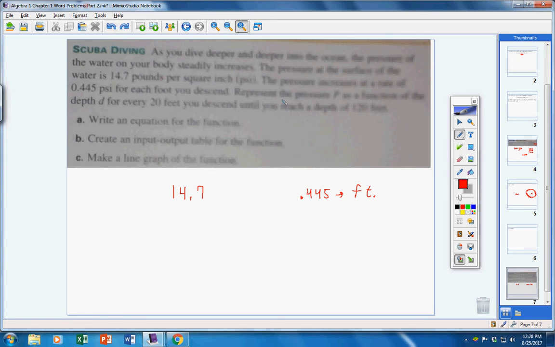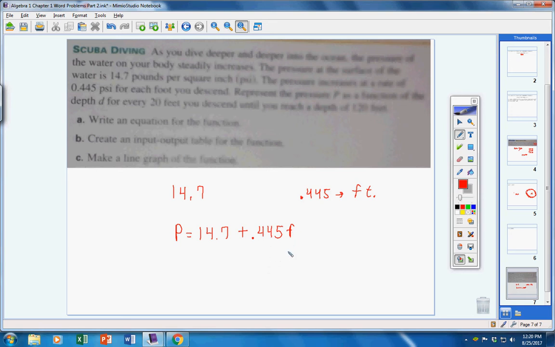They want us to represent the pressure P as a function of the depth for every 20 feet you descend. So, this is not that difficult. Think about it. The pressure on your body is already what before you jump into the water? 14.7 plus it increases 0.445 times every foot. I'm going to put F for foot. I think the book uses D for depth. That's fine, whatever. I'm using F for feet.